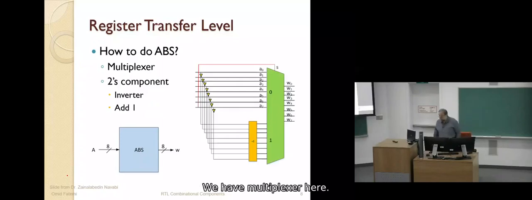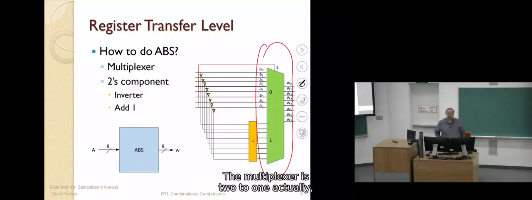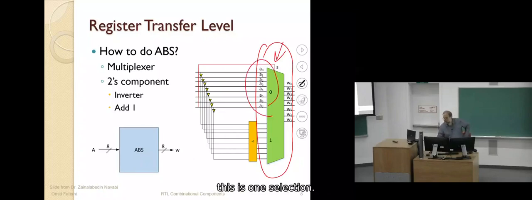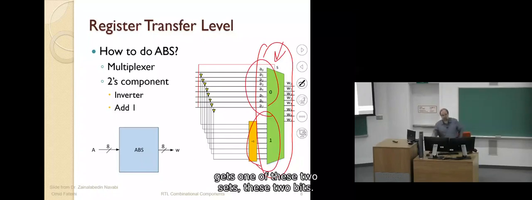Okay, let's see. Here is exactly the system. So you look at this. We have a multiplexer here. The multiplexer is 2 to 1 actually, but 8 bits. It is an 8-bit number, so it is a 1-bit selector, either that 8-bit or that 8-bit. We have two 8-bit inputs, 0 and 1. This is 0 selection, this is 1 selection. Depending on S, the output gets one of these two sets of bits. And the selector is the sign bit, yeah?